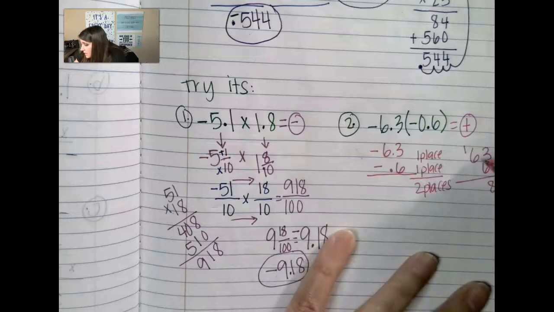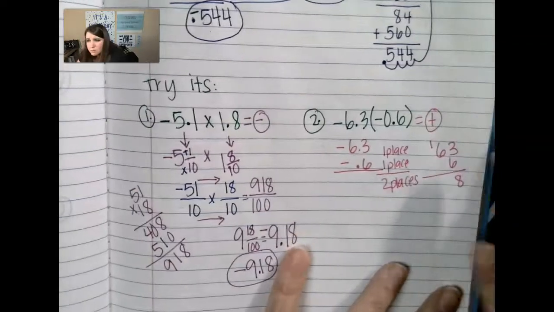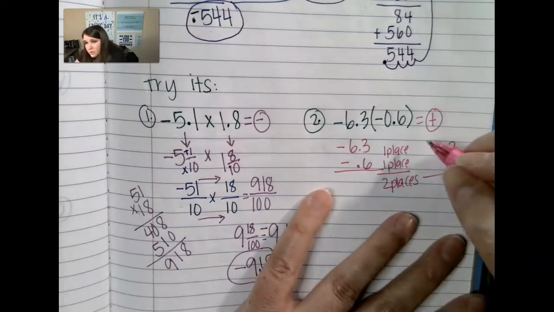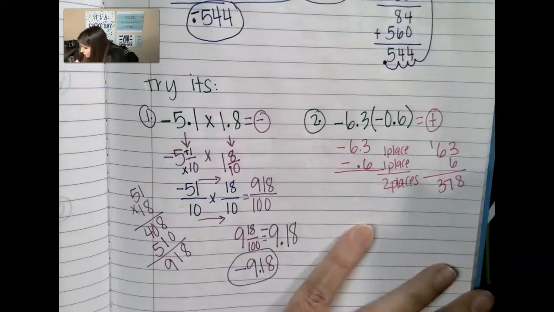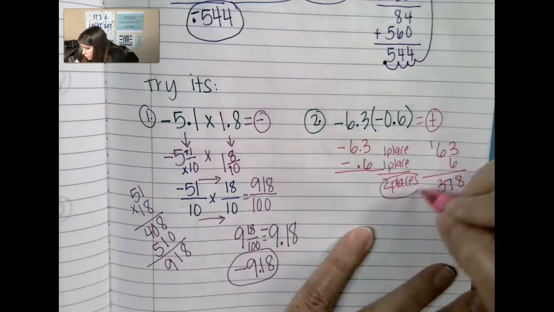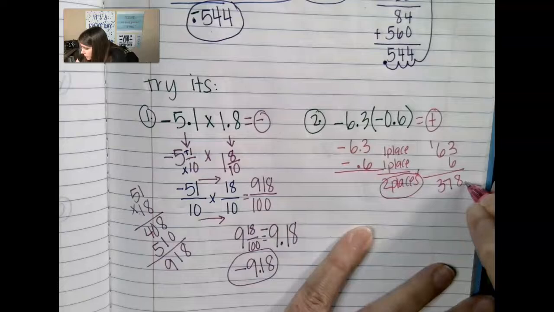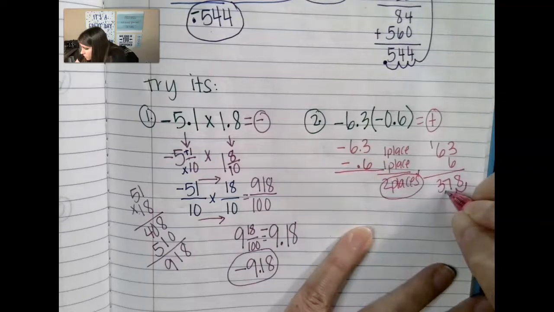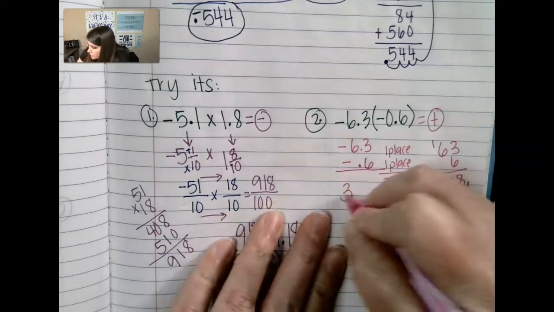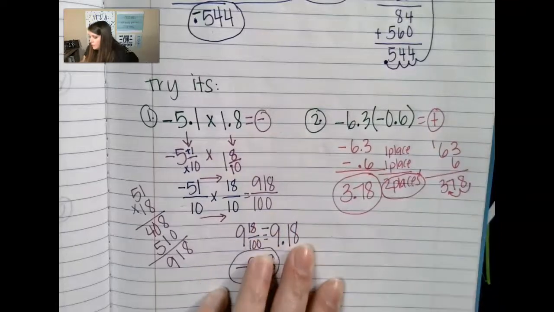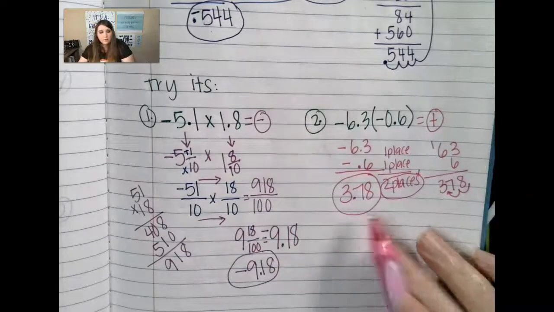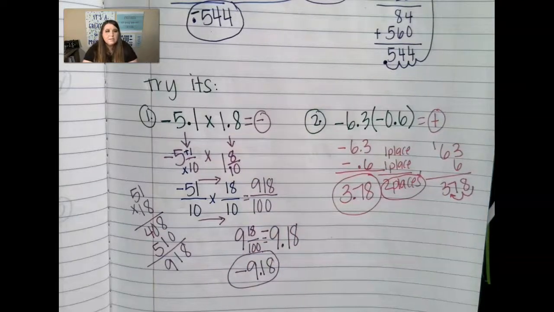Carry my 1. 6 times 6 is 36. Oh my gosh, I'm off the charts. And 36 plus 1 is 37. So now I need 2 places after. So I'm going to start here and go 1, 2. So my answer is 3.78. And it's a positive, so I leave it as a positive.